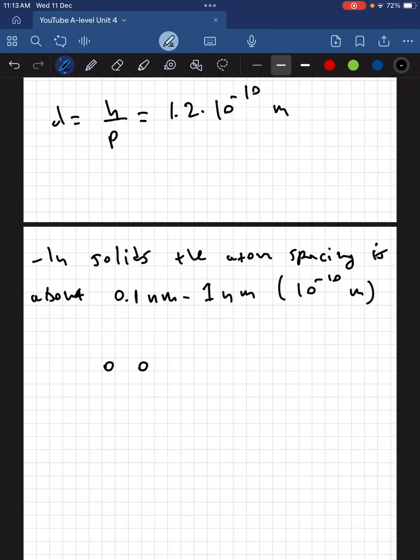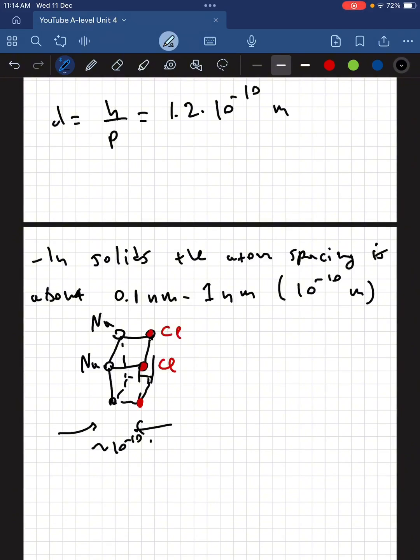So if we have salt, for example, salt is like a cube. So it looks like this, okay? Something like this. Let's draw the chlorine atoms with Cl. And okay, this is the sodium. So something like this, okay? And the distance between these atoms is about 10 to the negative 10 meters.